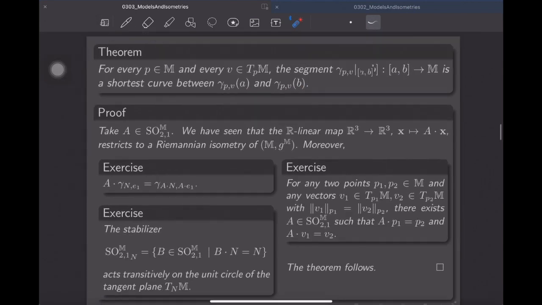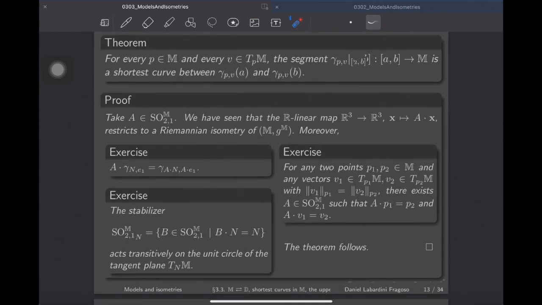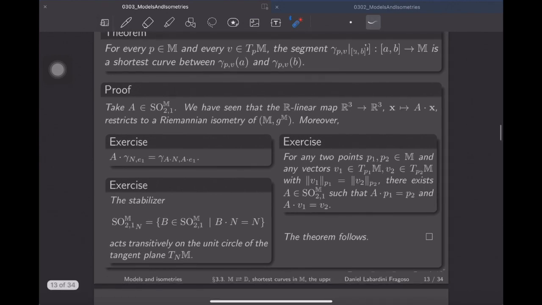Okay, now the point is that I already have a lot of tools at hand, because I know now that the orthochronous Lorentz group and the restricted Lorentz group are Riemannian isometries. Hence, they preserve lengths of tangent vectors, and hence when I integrate, the value of the integral doesn't change. In other words, a Riemannian isometry always preserves the length of a curve. We know that now, and now it really follows from a series of exercises.